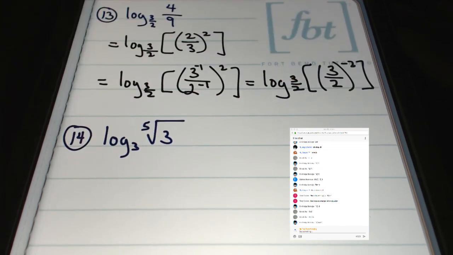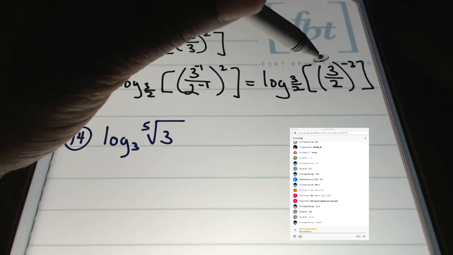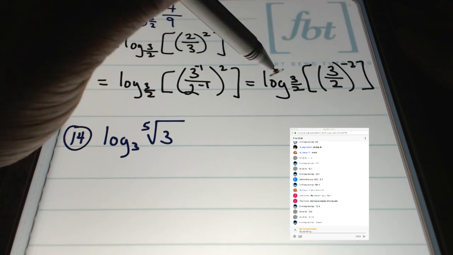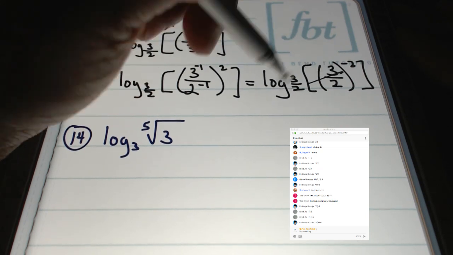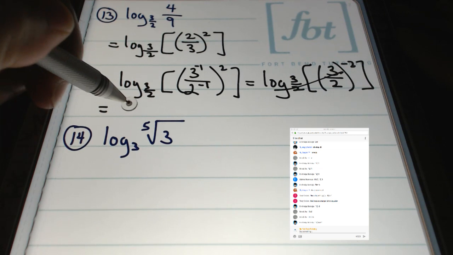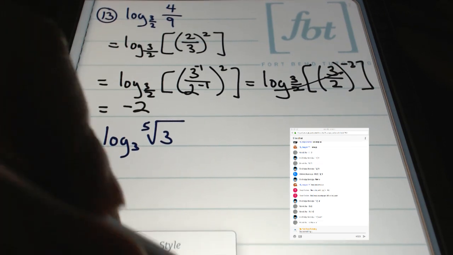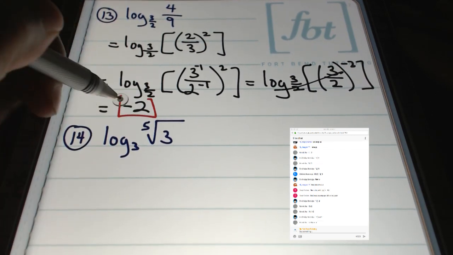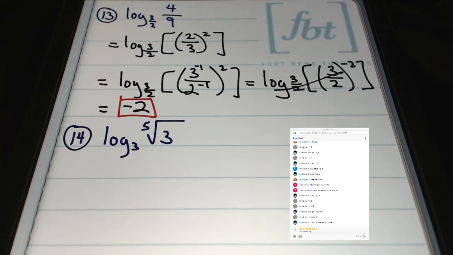Once we have it written this way, now the base of the argument and the base of your logarithm will cancel out to give you a result of negative 2. There you go. So that's one way to tackle that problem right there.